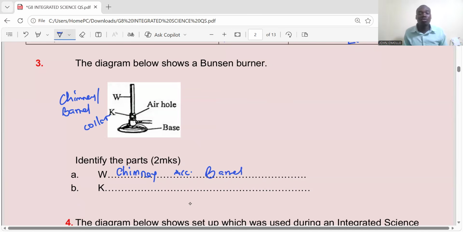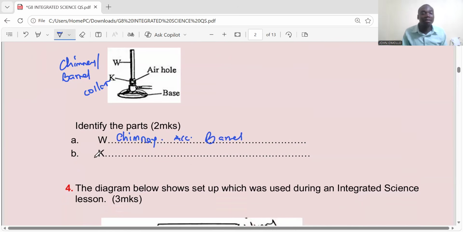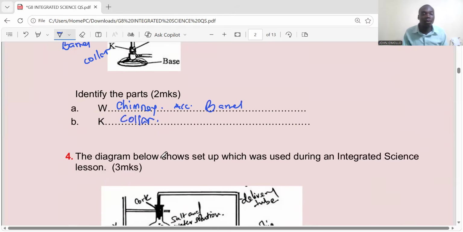I'm not saying that you as a learner should accept. This one is for the teachers. I'm just trying to tell the person who will get this paper again, including the teachers, that they should accept the answer called barrel. So barrel is also the chimney part. K is the collar. Let's move to 4.